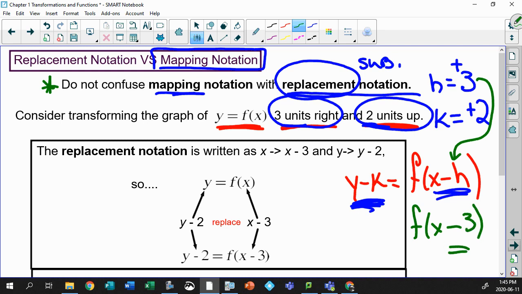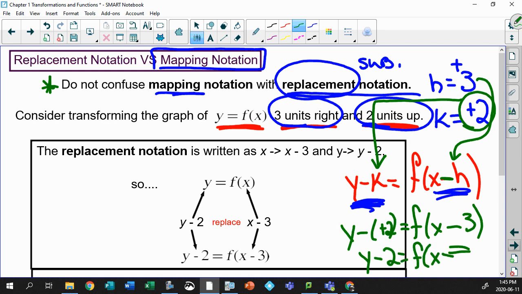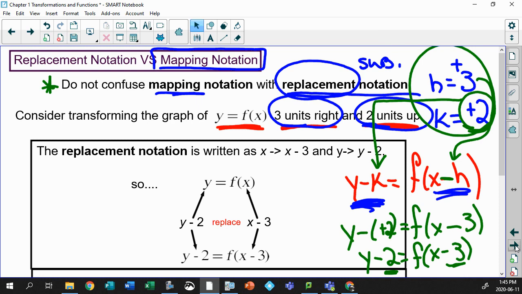Do you see the minus? The minus is there because the original formula has a negative in it. Similarly, if you look here, there's a plus 2. The plus 2 will go in for the k value. So this is y minus 2 equals f of x minus 3. But both of them, even though they appear negative in the formula, are actually positive movements. That's why it's so important to identify the h and the k before you go out and do anything.